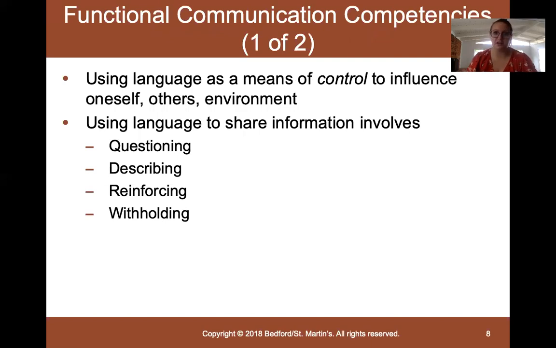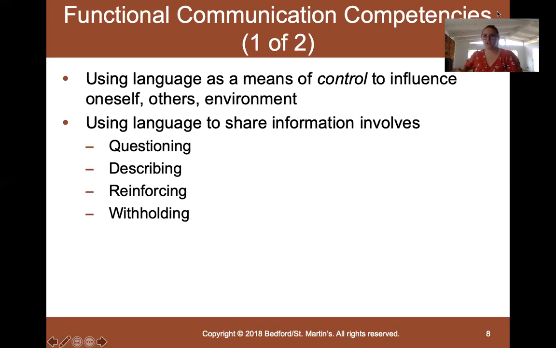Functional communication competencies, yes. So using language as means of control to influence oneself, others, and the environment. So using language to share information involves 4 main things, and those are questioning, describing, reinforcing, and withholding, right?